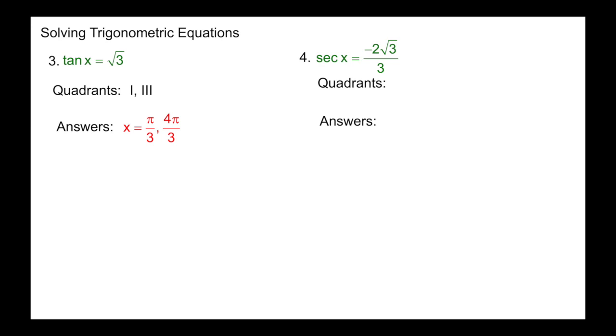For number 4, secant goes with cosine. So if the secant is negative 2 root 3 over 3, that means that the cosine is going to be negative root 3 over 2. So for an ordered pair to start with root 3 over 2, the denominator is going to have to be 6. For cosine to be negative, it's going to either be in quadrant 2 or quadrant 3. From there, if my denominator is 6 and it's in the second quadrant, that's going to be a numerator that's 1 less than the denominator, so 5 pi over 6. And then if we're in the third, the numerator is 1 bigger, and that's going to be 7 pi over 6.